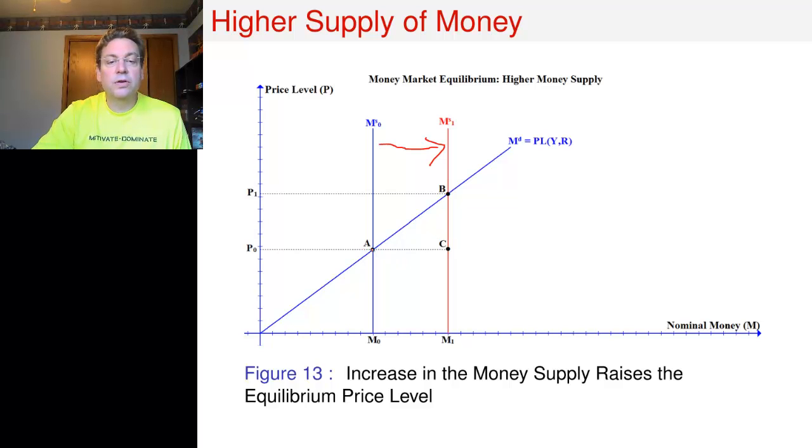And so at the original price level, after the supply of money's gone up, we have this excess supply of money. And what happens is people have more money than they want to hold. So they go out and they start to spend it. As they spend that money, the price level rises, and demanders then are willing to demand more nominal money because the price level has gone up. And that process continues until you get to this new equilibrium price level at point B.